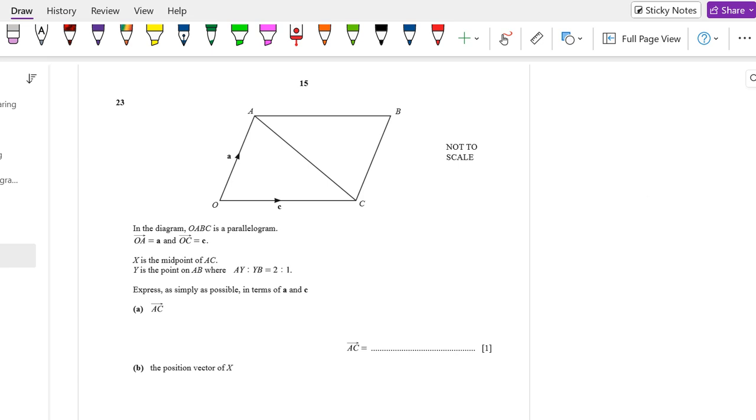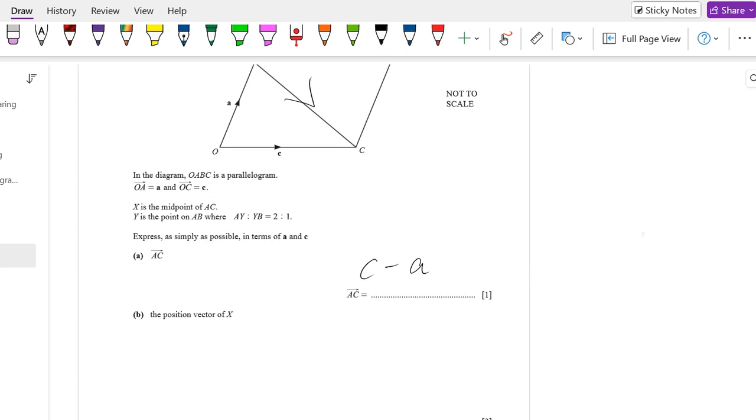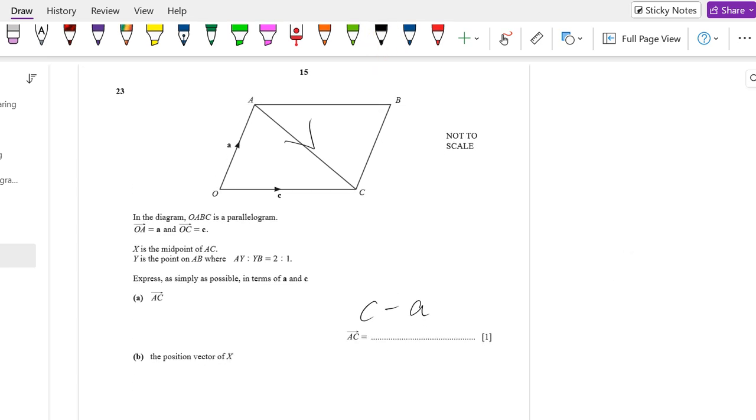AC. So you will come from this way to this way, starting ending point, coming in the opposite of A. So this would be taken as minus A. So you can write it like C minus A. Position vector of X. Position vector is always from origin. And where is this X? X is the midpoint of AC.